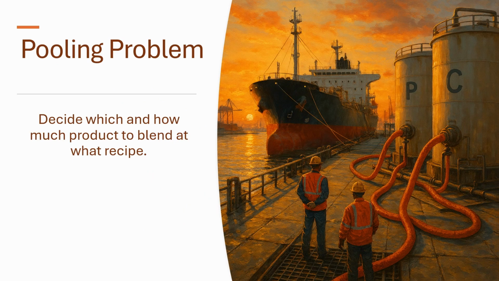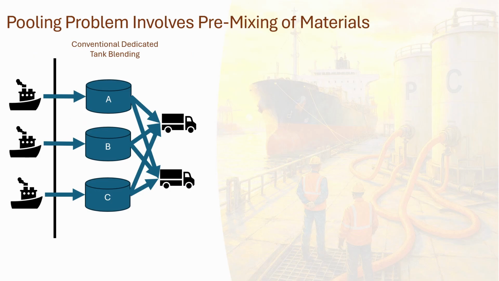The last use case I want to show you is called the pooling problem, and that is to decide which and how much product to blend at what recipe. Let's first consider the conventional situation of dedicated tank blending, where I have A, B, and C in their own tank to produce two products of different properties. This is the classic product mix situation that an LP or linear program can solve quite quickly.